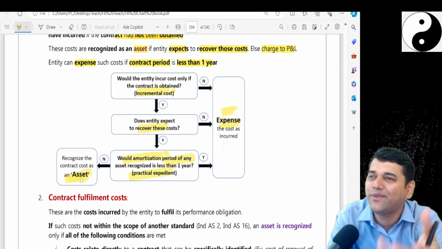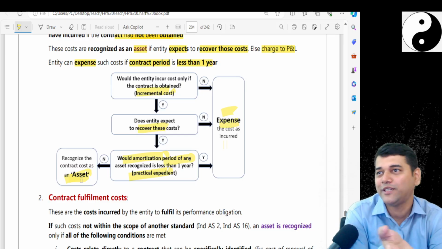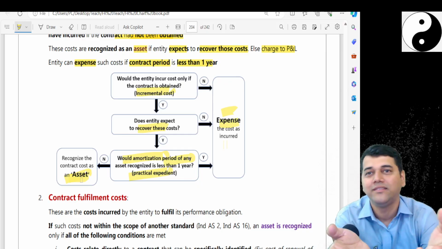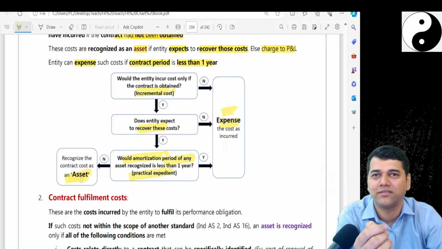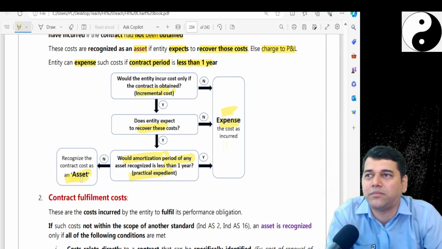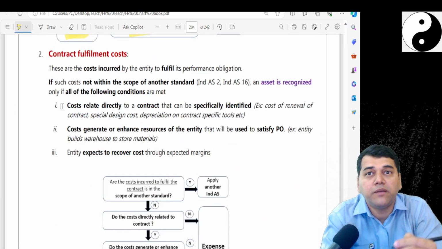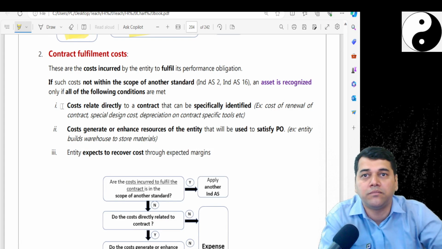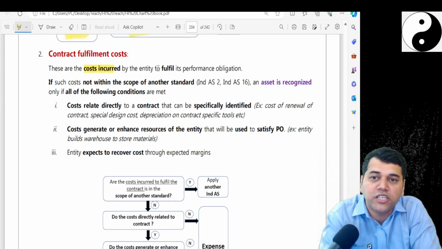Simple. Arre Baba, revenue recognition we finished, contract modification we finished, which you have understood. This is chiller, no? There is hardly 1 or 2 questions now. That's it. The standard only says that much. Now, what is the contract fulfillment cost? Fulfillment means you pay salary to them, you acquire equipment, cement. These are all the costs incurred to fulfill the contract.